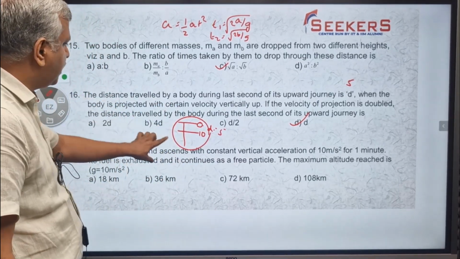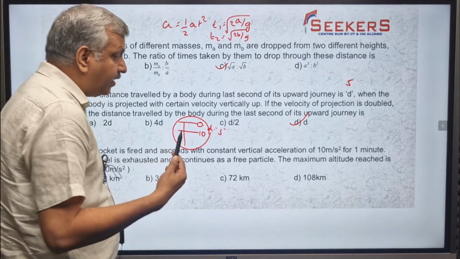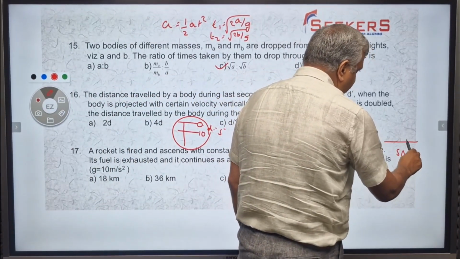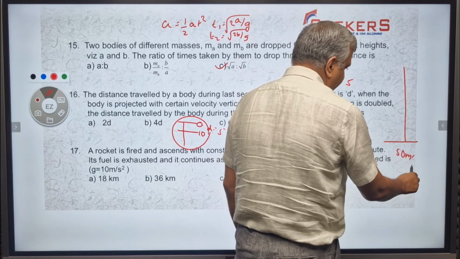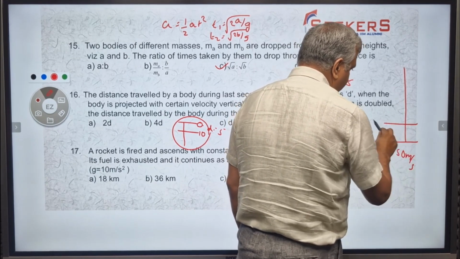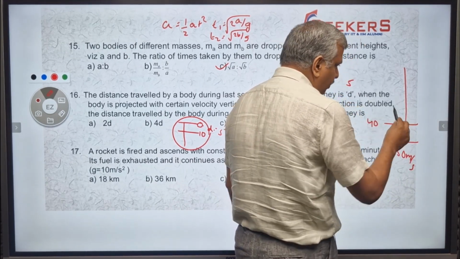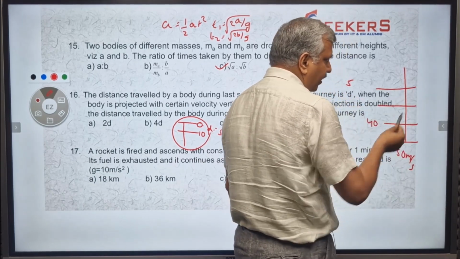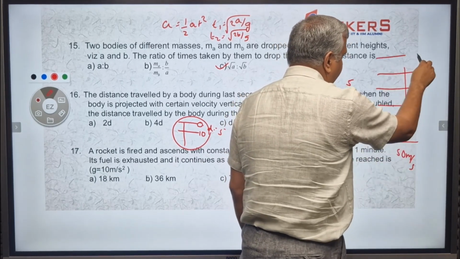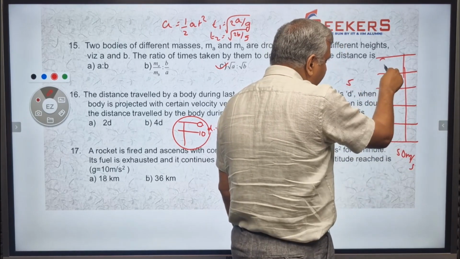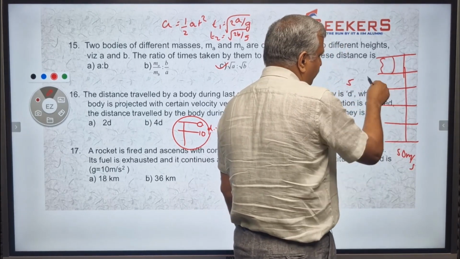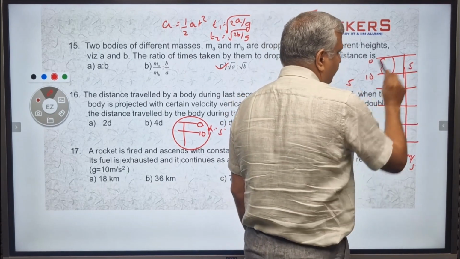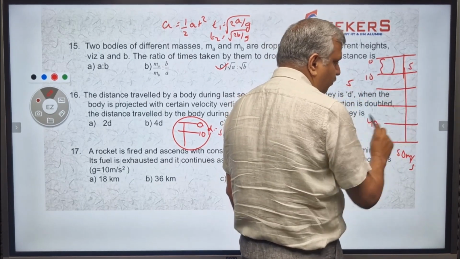What am I doing? I am reading the question and I am trying to picturize. Now I understand what is the meaning of acceleration. Suppose a body was projected upwards at 50 meters per second. After first second, its velocity would be 40. After one more second, 30. After one more second, 20. Then again 10, and then again 0. Now this distance is average velocity into time. So this is 10, 0, average is 5. So 5 into 1 is 5. So this distance is 5. So like that I can calculate for everything.